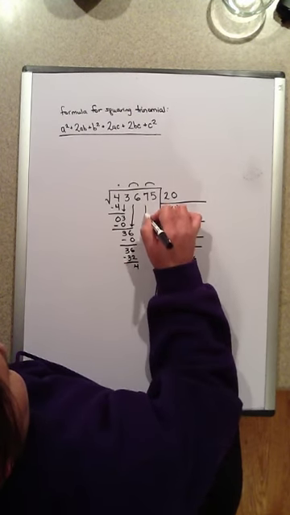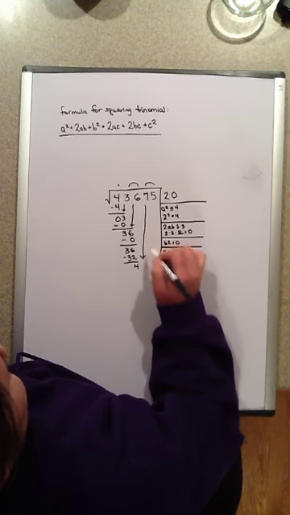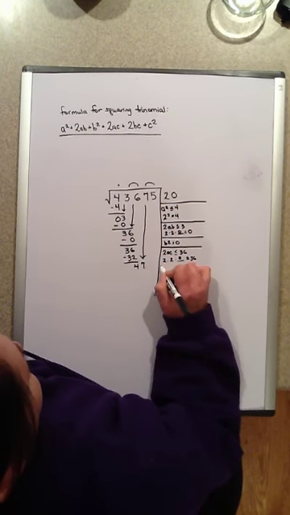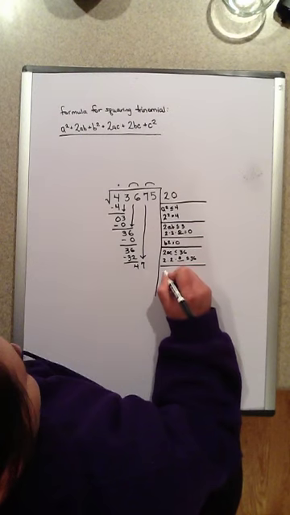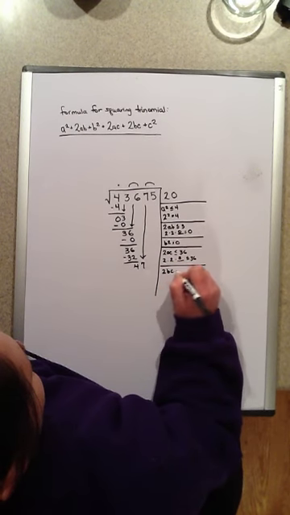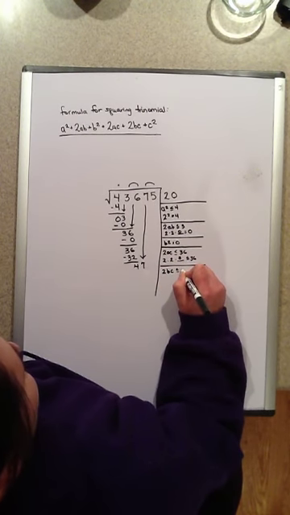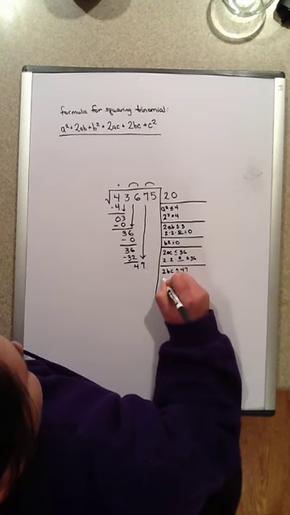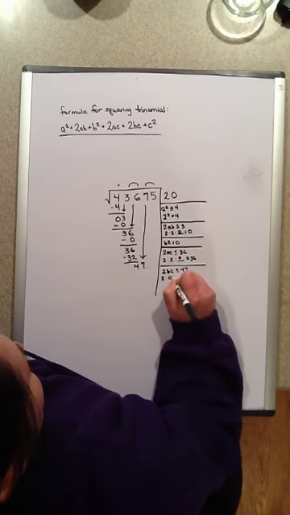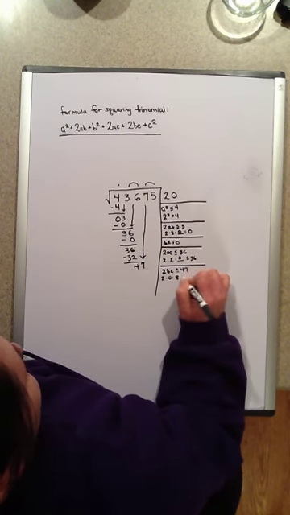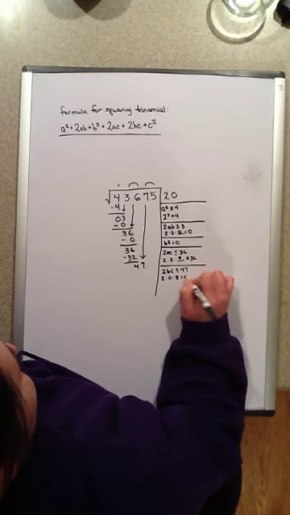I'm going to bring this 7 down now. And we're going to have 2bc has to be less than or equal to 47. 2 times 0 times, we said 8. It's going to be equal to 0.